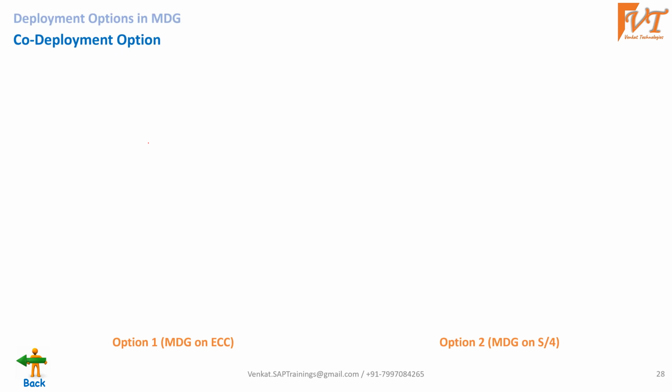Now we will see what the co-deployment option is. For co-deployment we have two options again: MDG on ECC and MDG on S/4HANA. We will see them one by one. First, we will see MDG on ECC, how the co-deployment works on ECC.